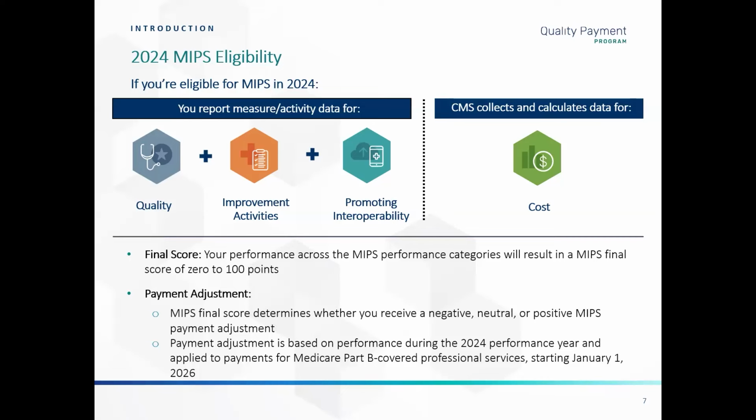I just want to note that a final score from your participation includes those 4 performance categories, and your score is relative to 0 to 100 points. So depending on your performance, you will receive 0 to 100 points. I just want to note in regard to payment adjustments that the MIPS final score determines whether you receive a negative, neutral, or positive MIPS payment adjustment. And the payment adjustment is based on performance during the 2024 performance year, and applies to payments for Medicare Part B covered professional services starting January 1, 2026. And that's what I noted previously, that your assessment for 2024, your payment adjustment will be applied in 2026. So it'll be starting with January 1, 2026. Next slide, please.